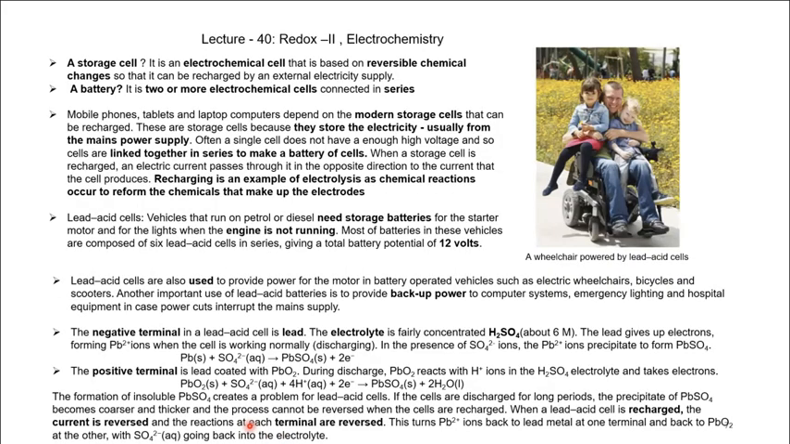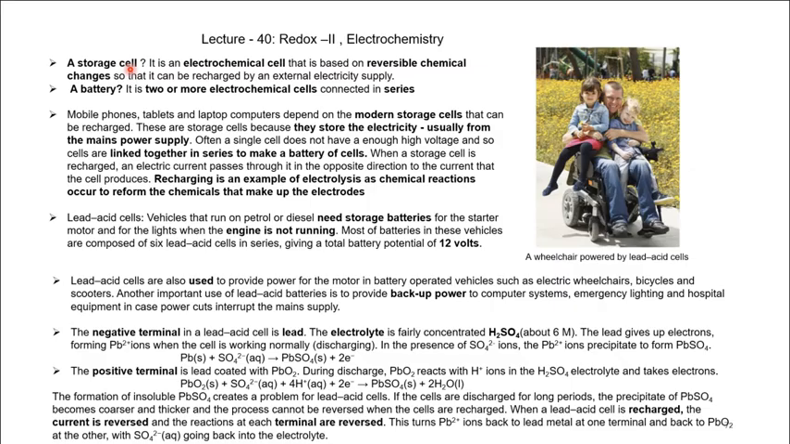And then we talk about some cells. So lead acid cell, what is a storage cell? Let's say this first. This is definitely an electrochemical cell, but reversible chemical changes occur there, and we can recharge this cell by an external electric supply. What is a battery then? This is also electrochemical cells, but we have 2 or more electrochemical cells connected in series, and that is what a battery is.